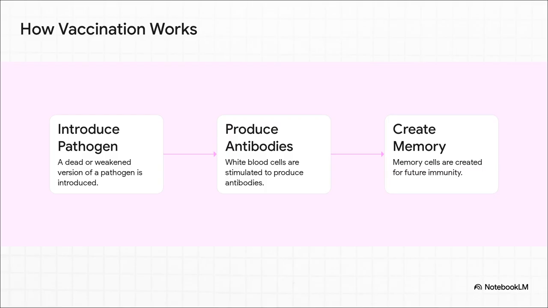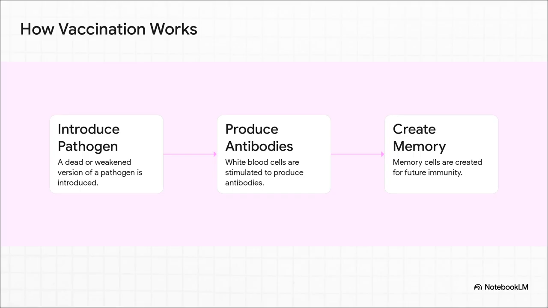First, a dead or super weak version of the bad guy, the pathogen, is introduced into your body. Think of it like showing your army a most wanted poster. Step 2. Your white blood cells see this poster and are stimulated to produce antibodies, which are like perfectly designed weapons to fight that specific enemy.